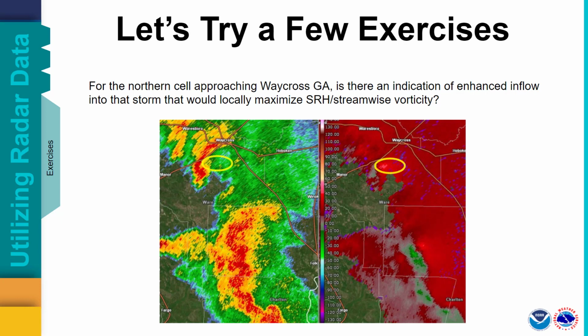On the velocity image, there appears to be some increase in the outbounds within the inflow region that is highlighted here. This would suggest a relative maximum of SRH, or streamwise vorticity, within the inflow region of the storm of interest. Shortly thereafter, a brief tornado is produced by the storm as it passes just west of Waycross, with some damage resulting.